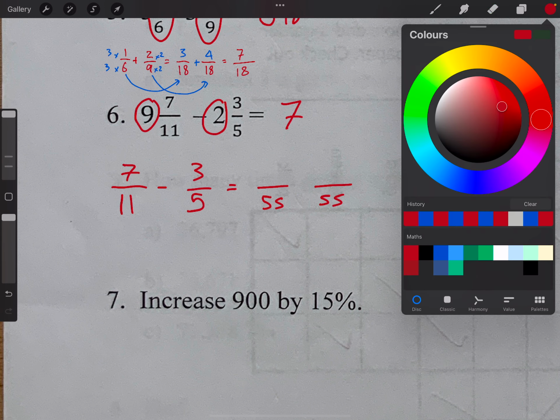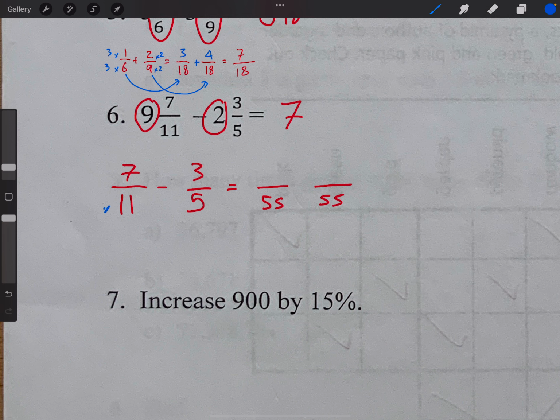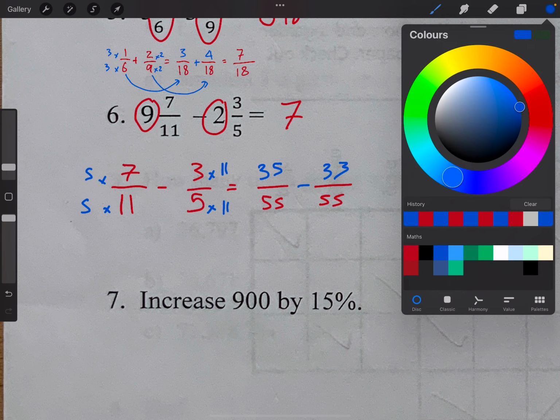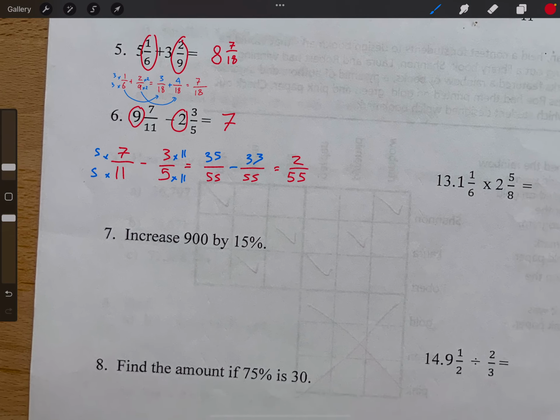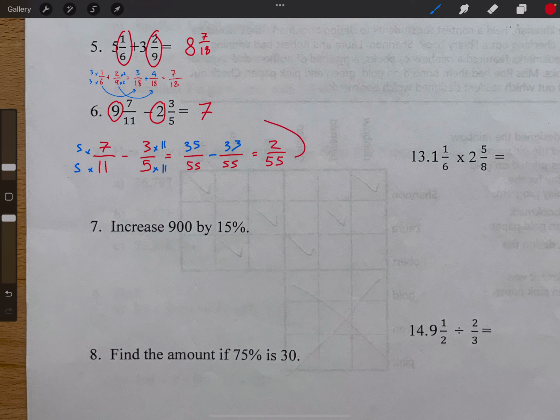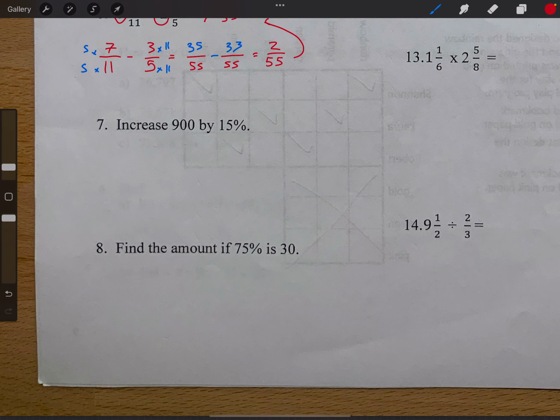To get to 55, I'm going to have to multiply this by 5. 5 times 7 is 35. And times this one by 11, so that's 33. It's a takeaway, so 35 take away 33 would be 2 over 55. Alright, so that means the answer is 7 whole and 2 over 55. There's your answer.